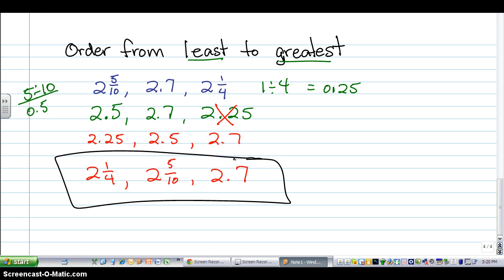All right? So what have we learned today? We have learned that when we have to compare decimals and fractions together, we're going to change those fractions into decimals because it's a lot easier to do.